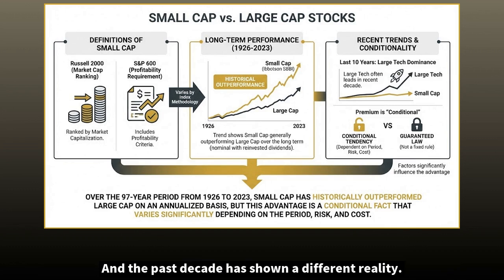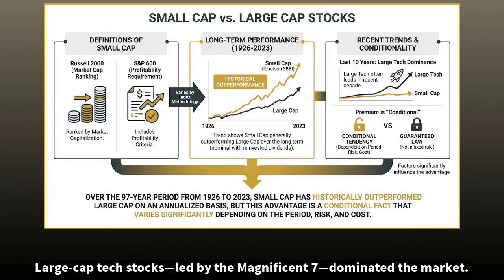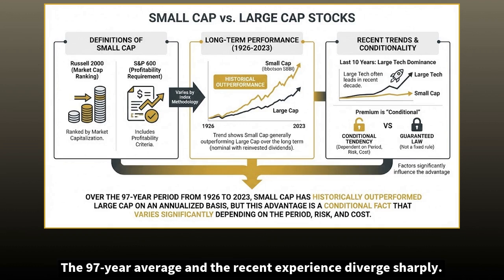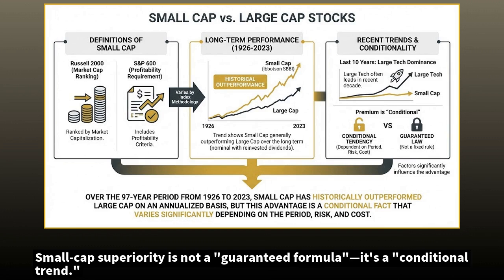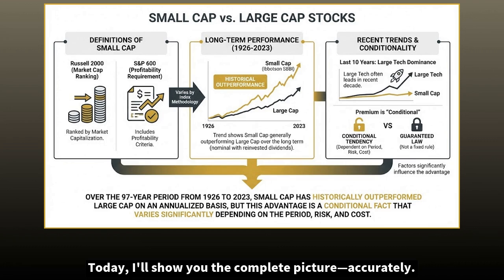Even under the same small cap label, their characteristics differ. And the past decade has shown a different reality. Large cap tech stocks, led by the Magnificent Seven, dominated the market. The 97-year average and the recent experience diverge sharply. Small cap superiority is not a guaranteed formula, it's a conditional trend. Today, I'll show you the complete picture accurately.